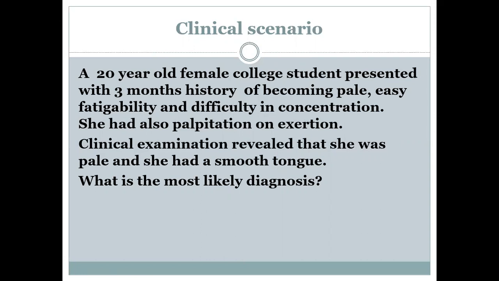When we examined her, the clinical examination revealed that she was pale and she had a smooth tongue. The surface of the tongue is smooth. So what is the most likely diagnosis? This presentation is a typical presentation of a patient with iron deficiency anemia.